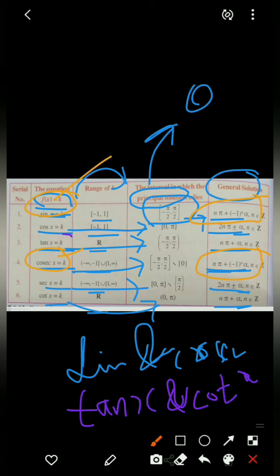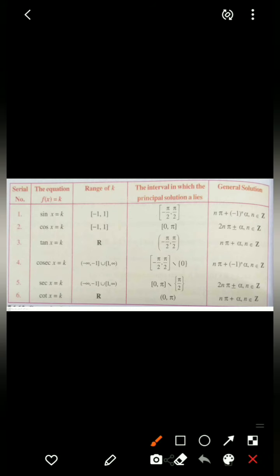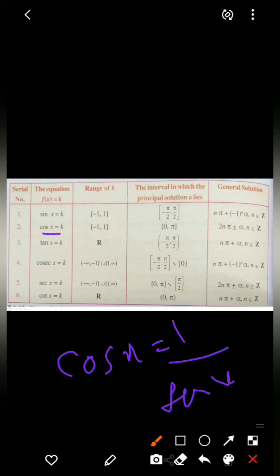See, the general solution for tan x is nπ plus alpha. Similarly, the general solution of cot x is nπ plus alpha. Similarly, observe for cos and secant. We know cos x is equal to 1 by secant x, so both will have the same general solution. Observe, the general solution of cos x is 2nπ plus minus alpha.